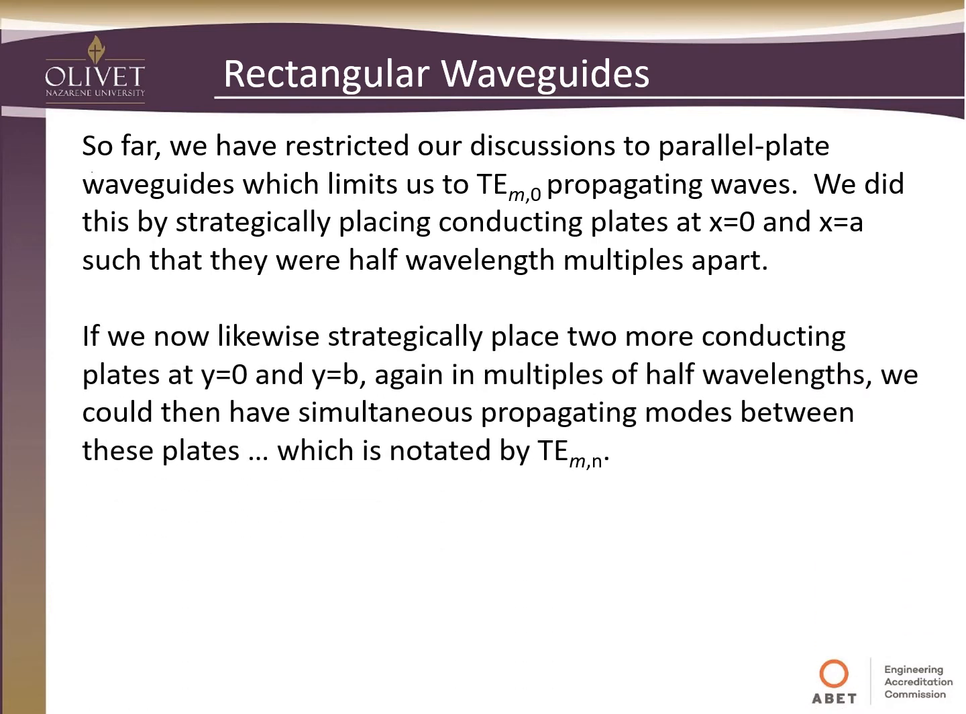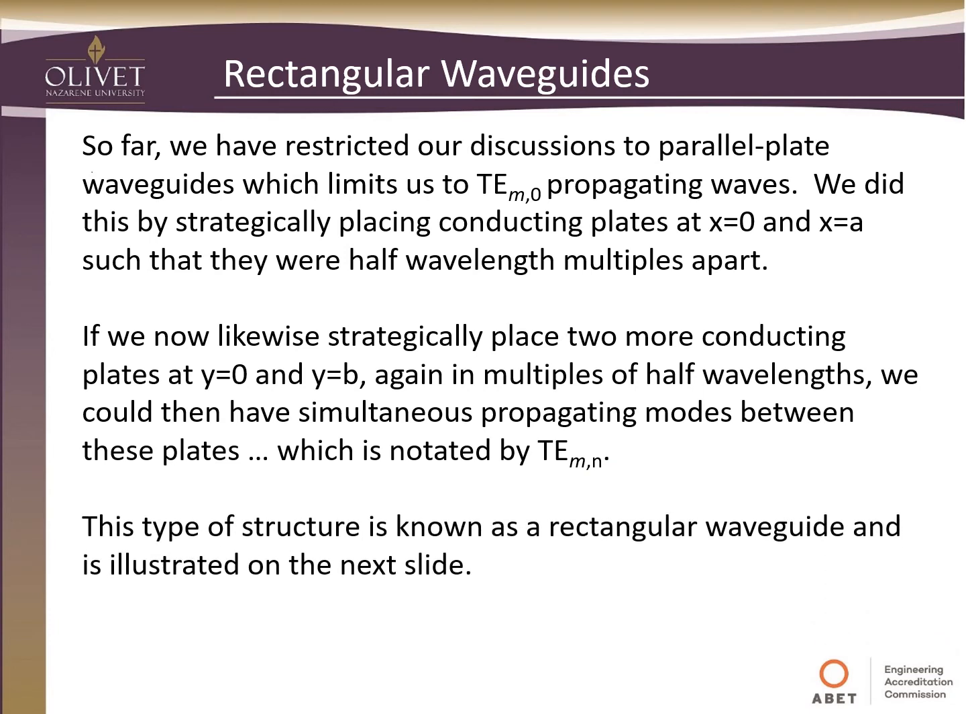So if we now likewise strategically place two more conducting plates at y equals 0 and y equals b, so you see up here they're separated in the x direction, here they'll be separated in the y direction. And again, make sure that these stay multiple half wavelengths. We could then have simultaneous propagating modes between these plates, so all 4 plates at the same time. And so when this happens, we denote this as TE_MN, where M is in the X direction and N is in the Y direction.